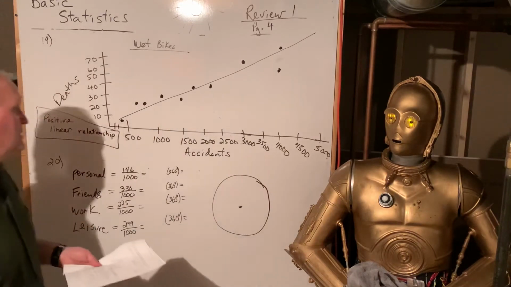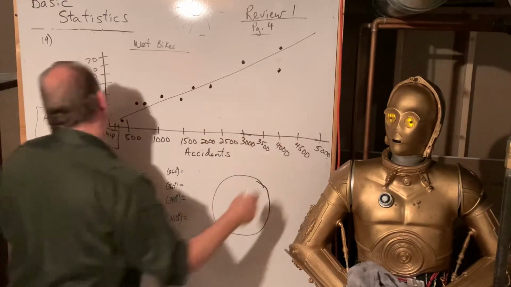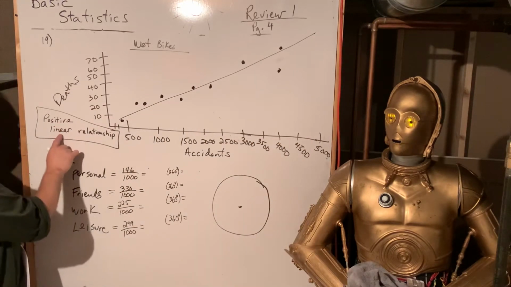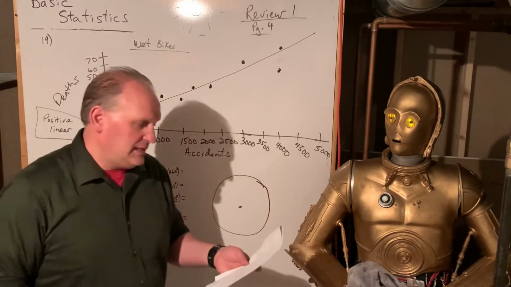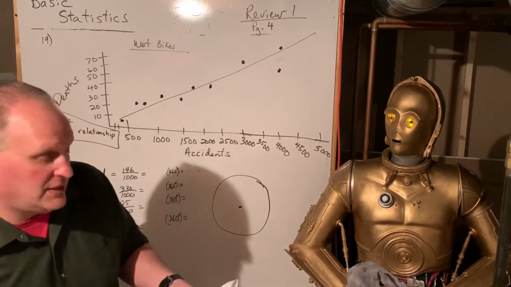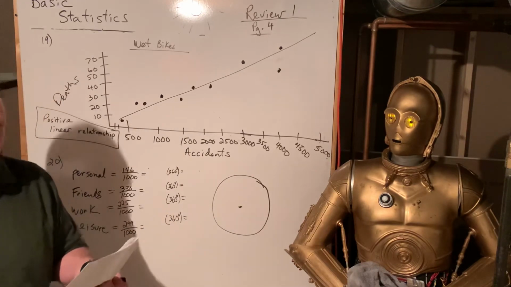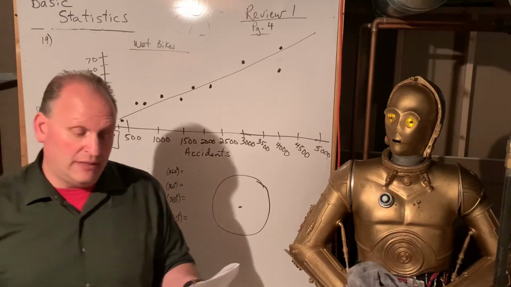Okay, so if it were going downward, if it was dots going down this way, then it would have a negative linear relationship. And so they do ask you to describe the nature of the relationship. So either positive linear relationship, negative linear relationship, or no linear relationship.